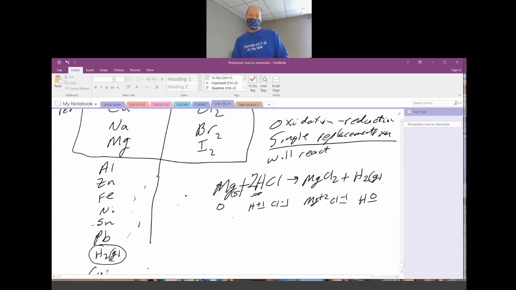So you can see by doing the oxidation numbers that the Mg is going from 0 to +2. That is your oxidation. Your hydrogen is going from +1 to 0. That is your reduction. For all of your single replacement reactions, it is oxidation reduction. And so you can list your reducing agent. Your reducing agent is your magnesium. Your oxidizing agent is your HCl.